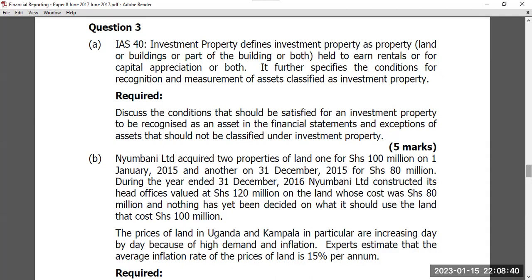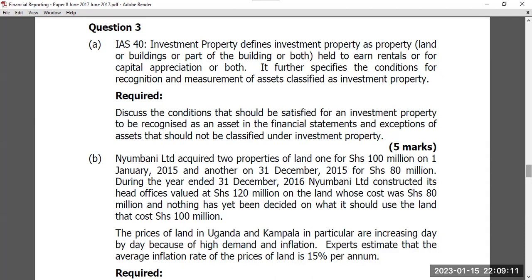So it's not a must that whenever we are talking about buildings, we are talking about long-term assets. Sometimes we find that those assets are the ones that have been sold in the normal course of business. So if they are sold in the normal course of business, even though they are long-term, we call them inventory, and they are supposed to be accounted for under IAS 2, that is inventory.